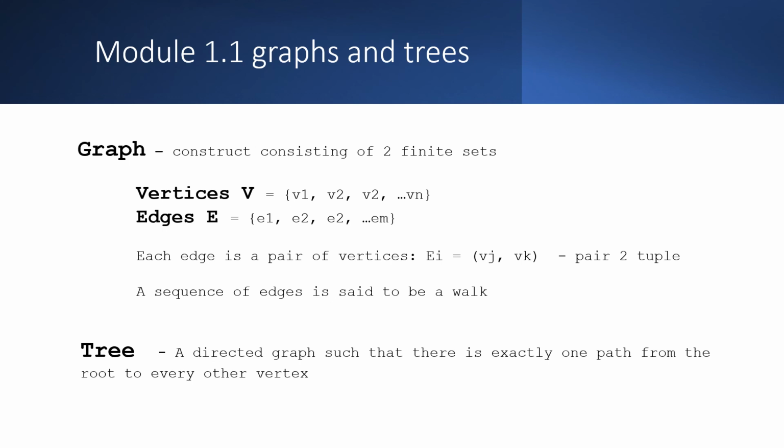Okay, a sequence of edges is said to be a walk. A tree is a directed graph, and there's one path from the root to every other vertex. So those are just some preliminary things about graphs and trees. We will be drawing graphs, but just as long as you understand this terminology: tuples and edges and directed edges and vertices and all of that.